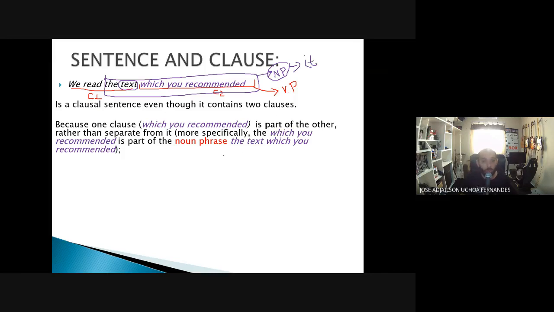We read it. So what we have here is a clausal sentence. There is only one clause because this second clause, which you recommended, is referring back to an element in the first clause. I will erase it not to make confusion, to make a more simple diagram. Which you recommended is referring back to the text. And if you split it into clause 1 and clause 2, there is something in clause 2 referring back to clause 1. Do you agree that which you recommended makes reference to the text?